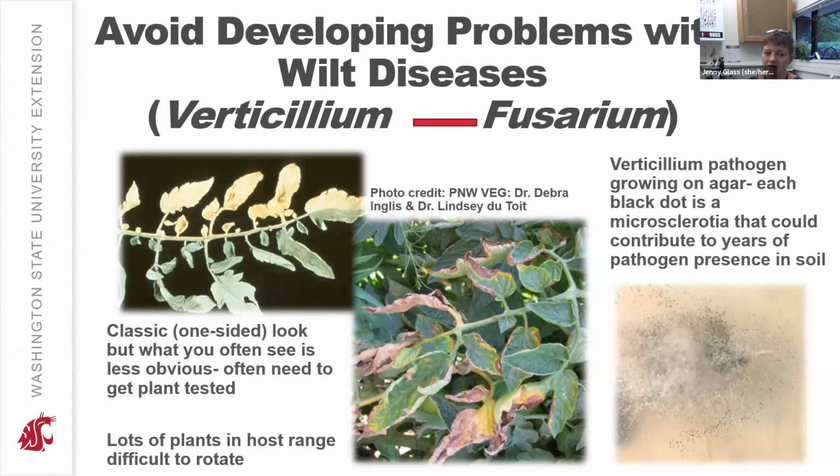Each one of those black specks is something called a microsclerotium. And when it forms on plant tissue and then decays into the soil, it has the ability to contribute to years of the pathogen being present in that soil. So we want to avoid that.